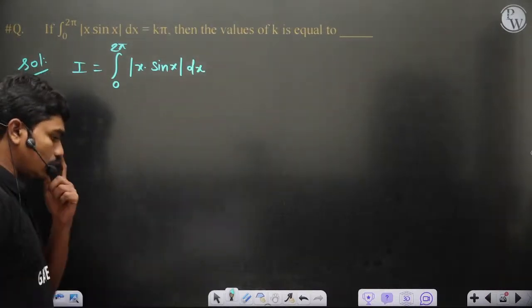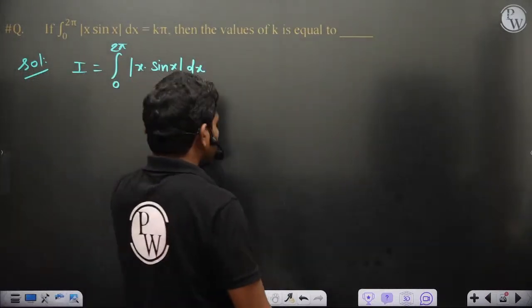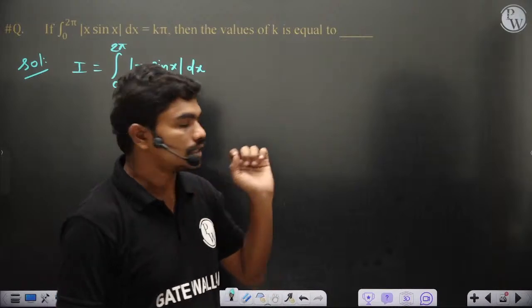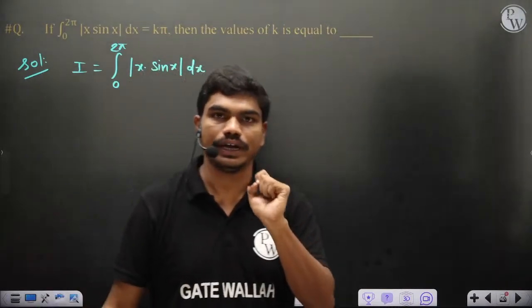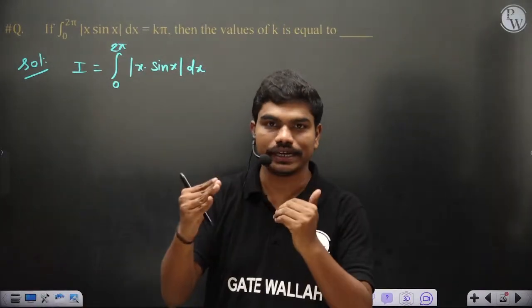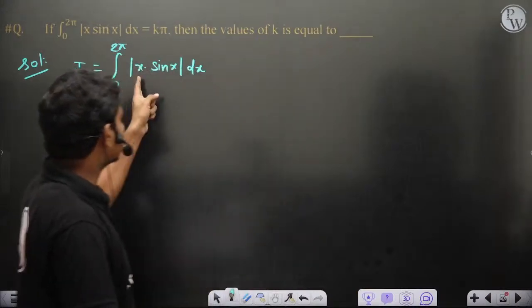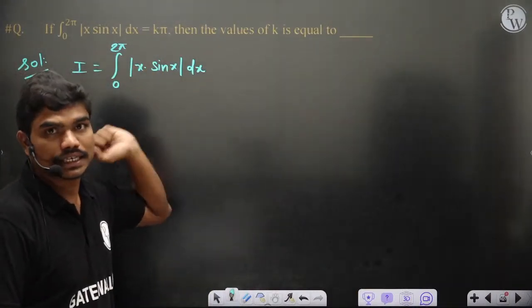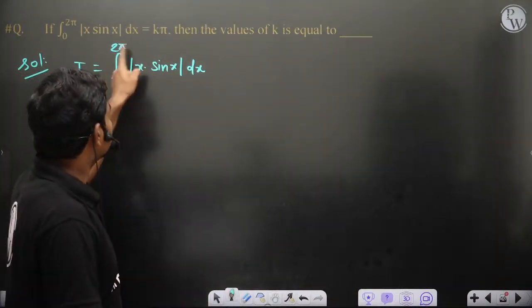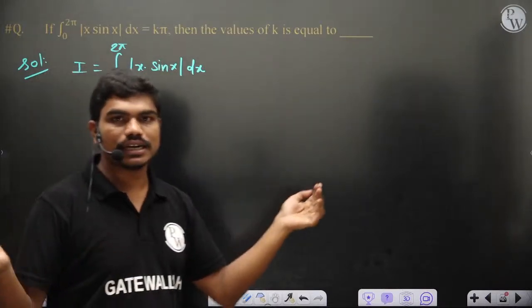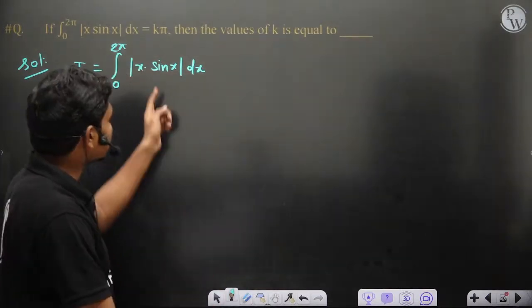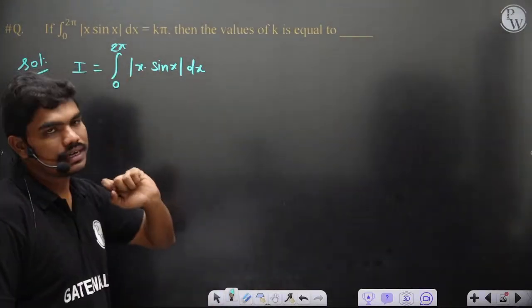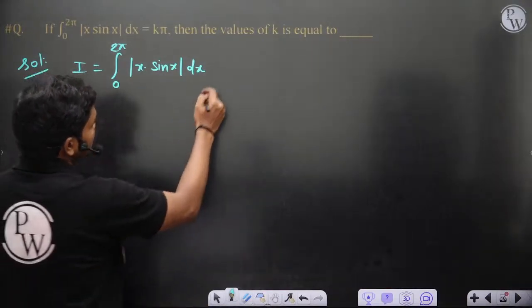Now, I have told you one point: if the function inside the modulus is not differentiable at some point between 0 and 2 pi, you have to split the integral. Clearly, x sin x is 0 at x equal to pi. So at x equal to pi, this modulus function is not differentiable, because ultimately you'll have a sharp edge. So we have to split this integration.